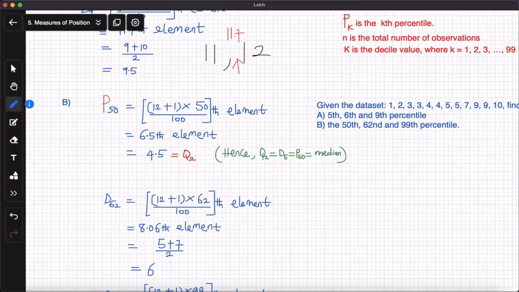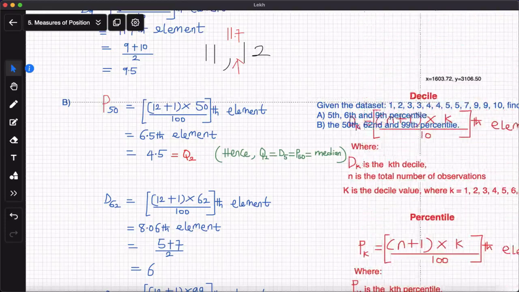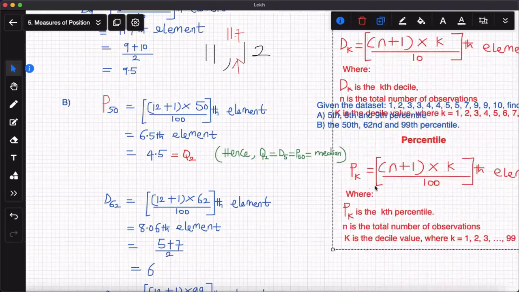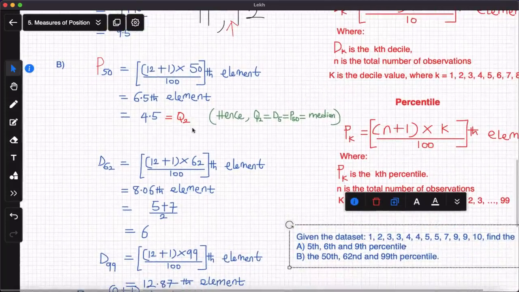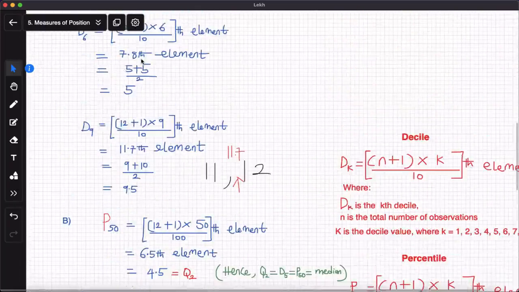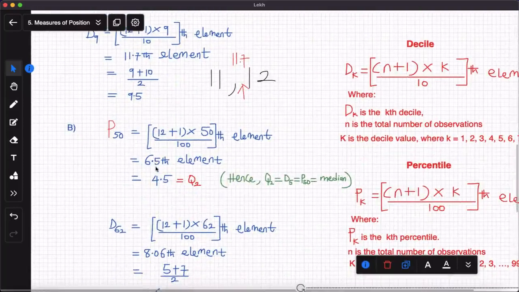And look at the formula again. The formula for your percentile says P_K is equal to (n plus 1) multiplied by K divided by 100. So please don't forget that. Now that we know that, P50 will be (12 plus 1) multiplied by 50 divided by 100. So then you get 6.5, and that happens to be what we obtained before for D5. So the element in position 6.5 gave us 4.5. So we get the same thing for P50.